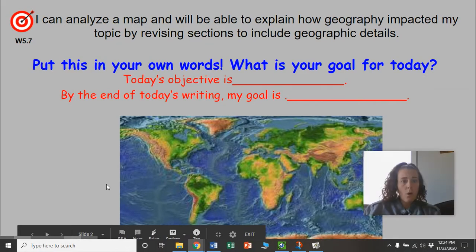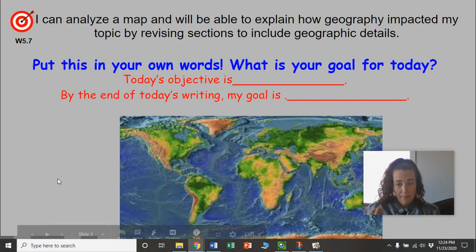So for today, your goal is to be able to use a map, use location to really describe how it's impacting the events, the people, whatever you are teaching people about.